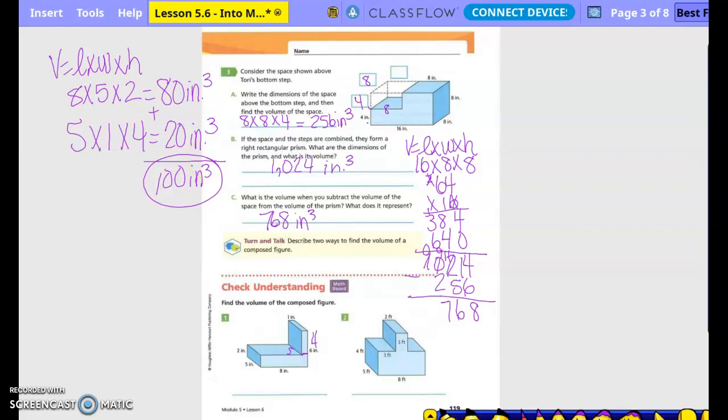Okay, number 2. Am I going to break it apart vertically or horizontally? Horizontally, right? Right here. Okay. So what are the dimensions of this bottom box? So first of all, my formula is volume equals length times width times height. So what are my dimensions of this bottom box? What's the length? 8. What's the width? 5. And what's the height? 4. So 8 times 5 is 40. 4 times 40 is 160, right?